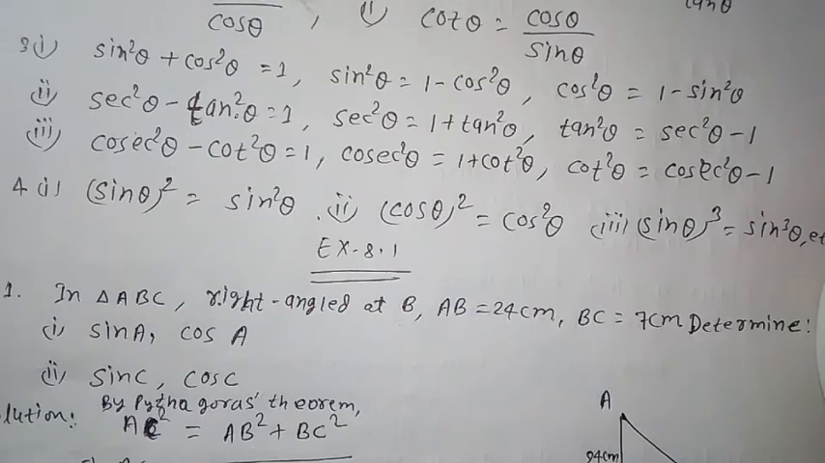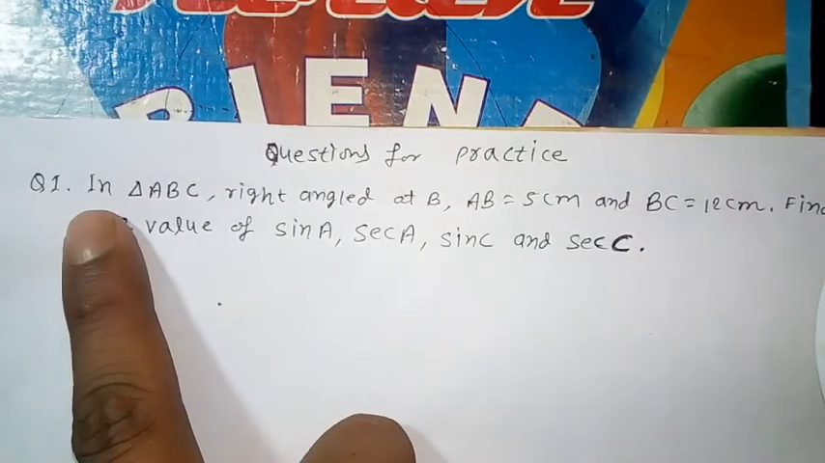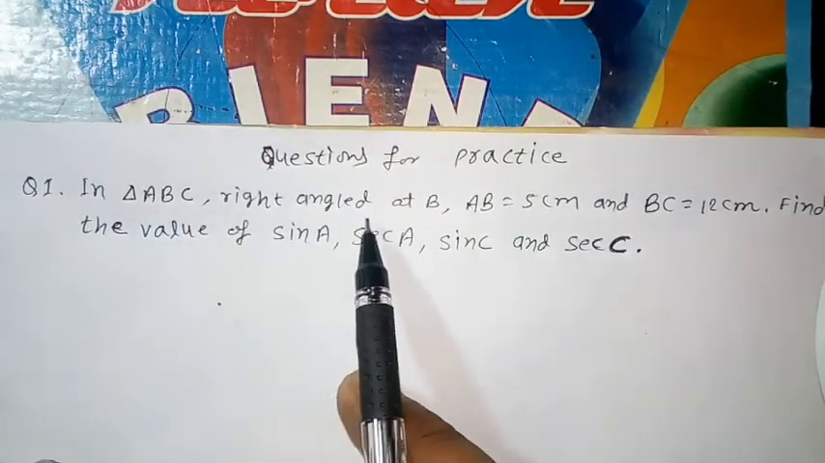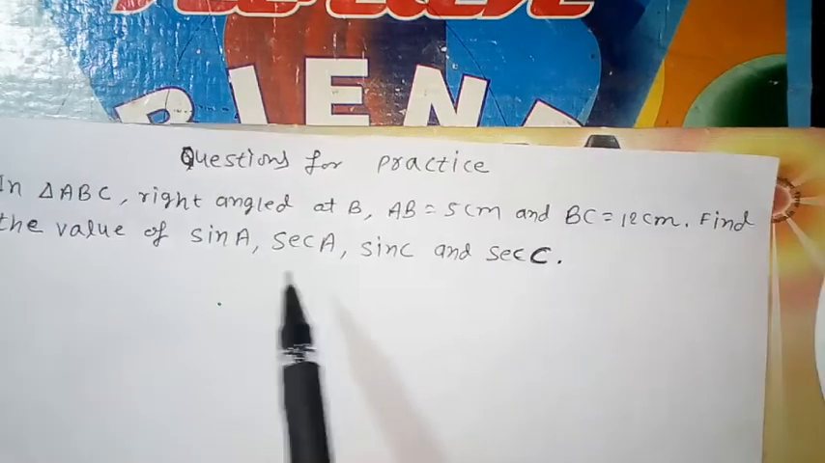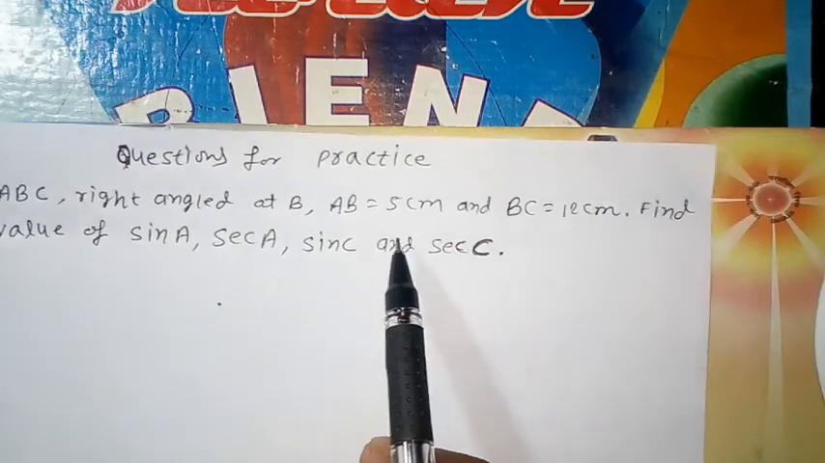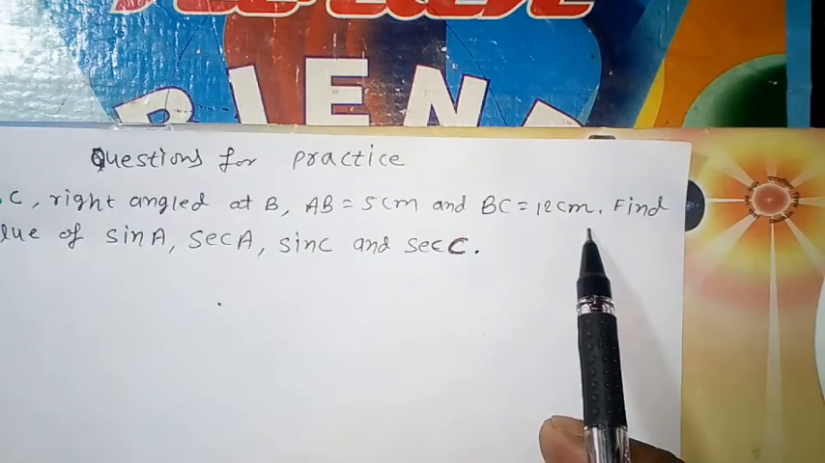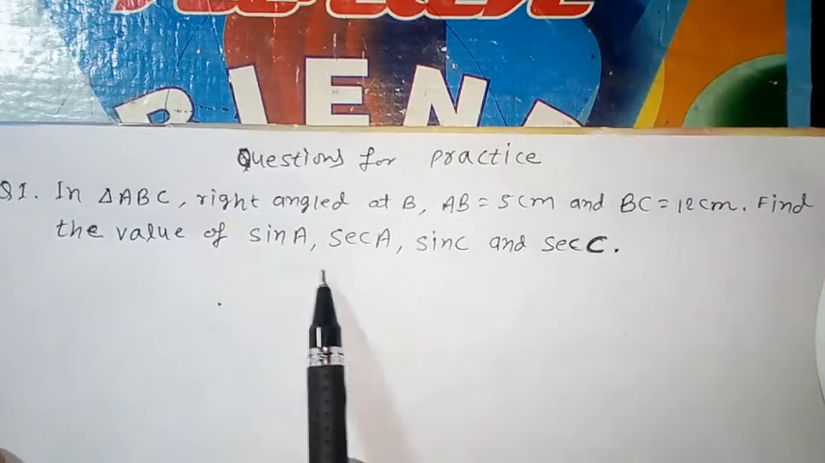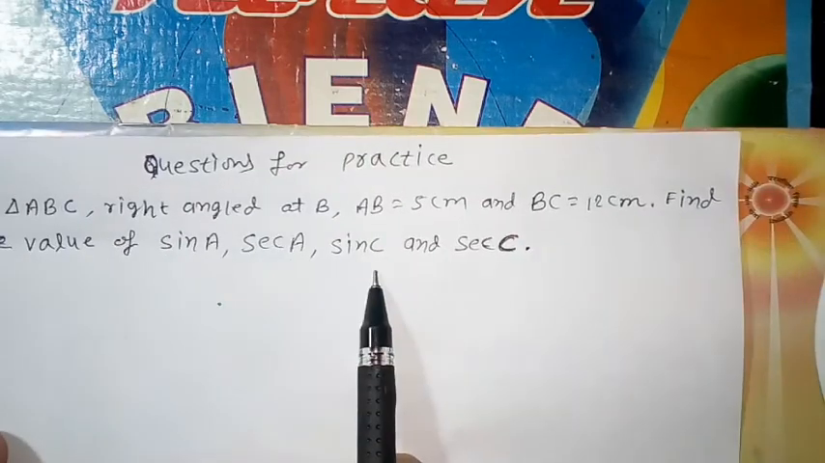Now I am giving one question for your practice. Okay, question number 1. In triangle ABC, right angled at B, AB is equal to 5 cm and BC is equal to 12 cm. Find the value of sin A, sec A, sin C and sec C.